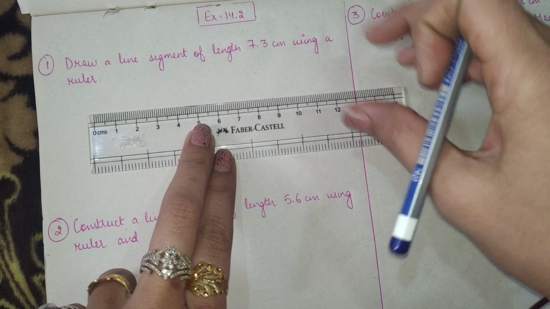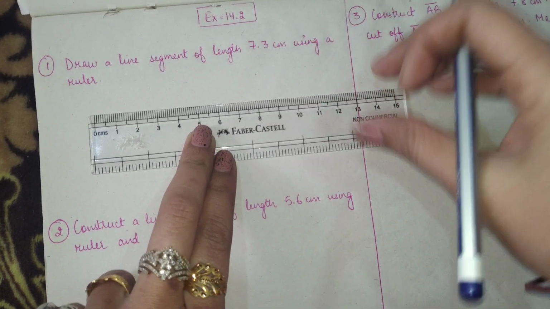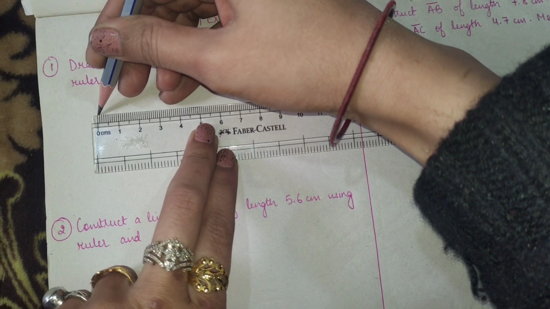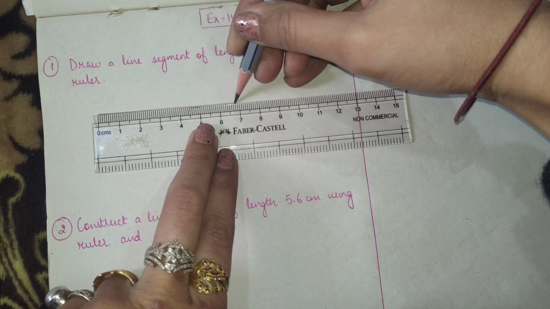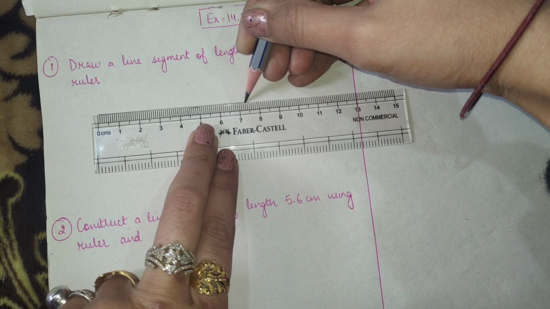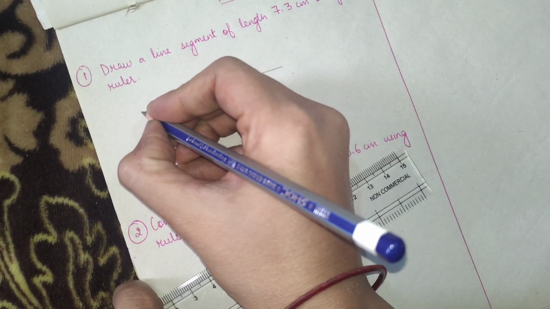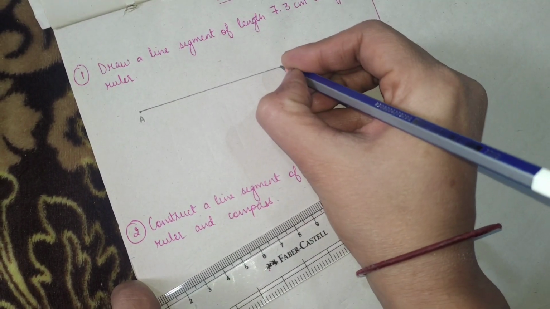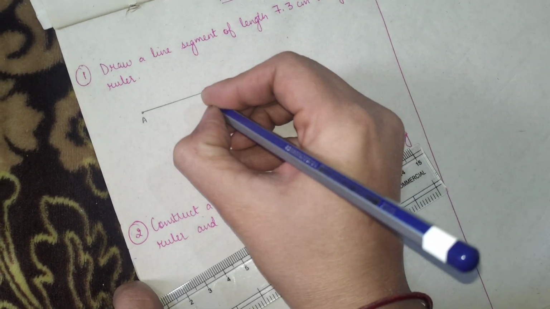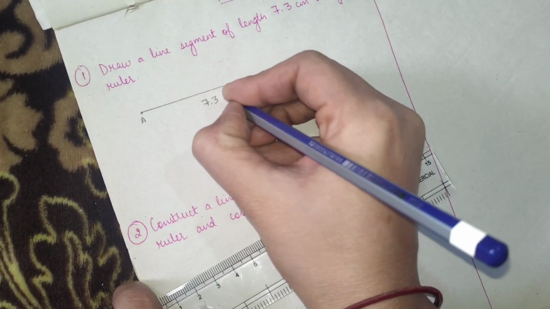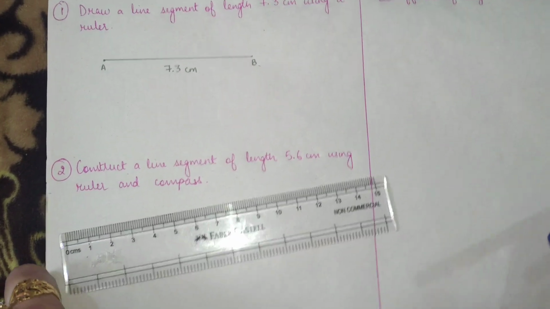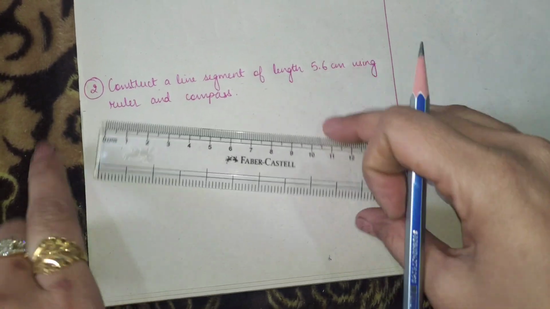Okay, so it's 7.3 here, so you'll just draw a line in a usual way from 0 to 7.3. Okay, and since it's a line segment it will have endpoints. You can name it with your own letters of choice and just write 7.3 centimeter. That's it. Okay, that is question 1. Let's move on to question 2 now.